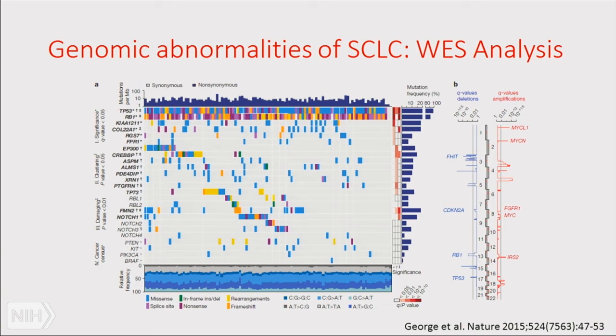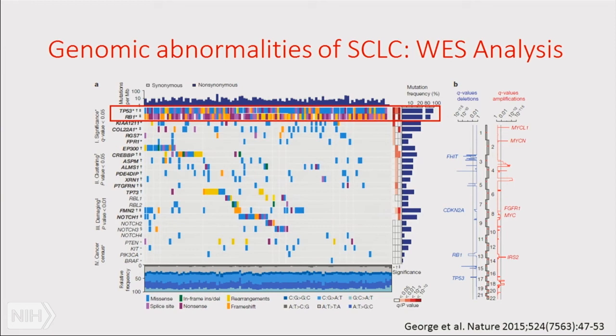So here, I only include the data from one of the largest studies, which was published in 2015 in Nature. And this study sequenced small cell lung cancer from over 150 patients. And the data is summarized here. So the first thing you notice, on the top of this panel, is that P53 and RB1 are the most commonly mutated genes in small cell lung cancer, which is consistent with the previous finding. The mutations of these two genes are present in over 95% and 85% of the patients.